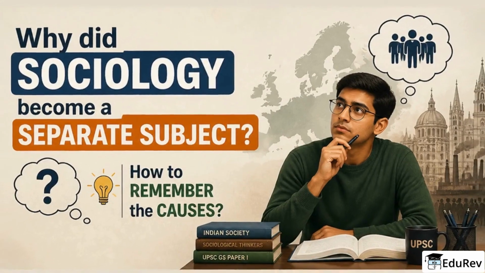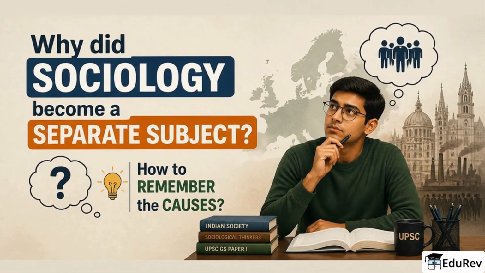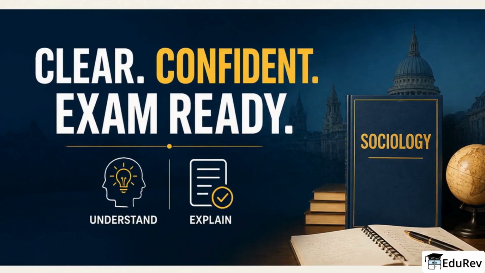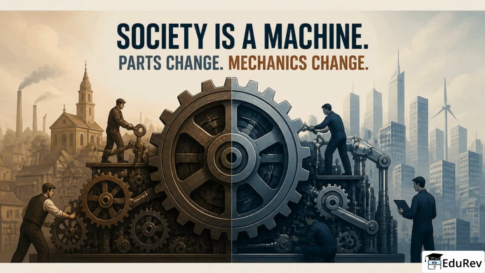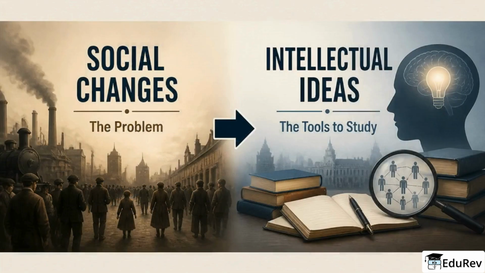You might be confused about why sociology appeared as a separate subject and how to remember the causes for your UPSC answers. By the end of this video, you will be completely clear about this topic and able to explain it in exam language. Think of society as a machine that suddenly changed its parts and needed new mechanics to understand it. We will first see the big social changes that created the problem.